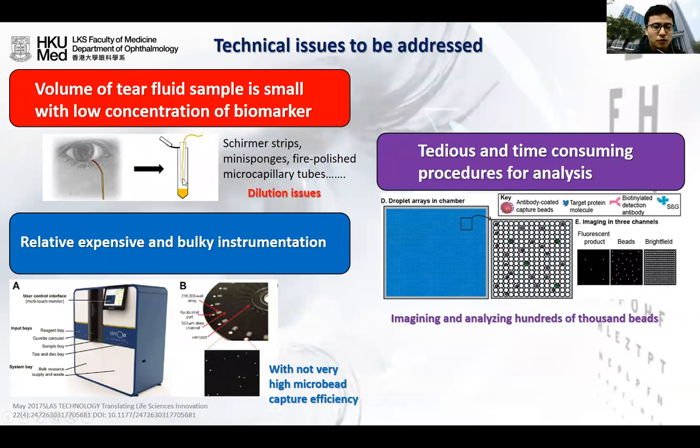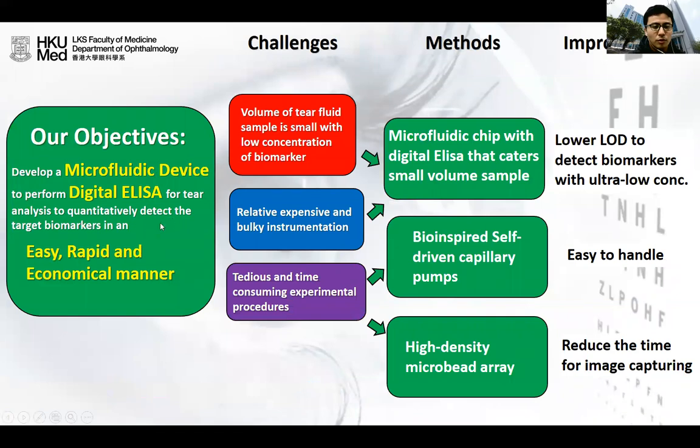However, to fully transform the use of digital ELISA for tear analysis, we need to tackle the following issues, including the small volume sample of tear, the readiness of the instrumentation to general labs, and the tedious and time-consuming procedures for post-analysis. Therefore, we are now trying to develop a microfluidic device to perform digital ELISA for tear analysis that can quantitatively detect the target biomarkers in an easy, rapid, and economical manner.